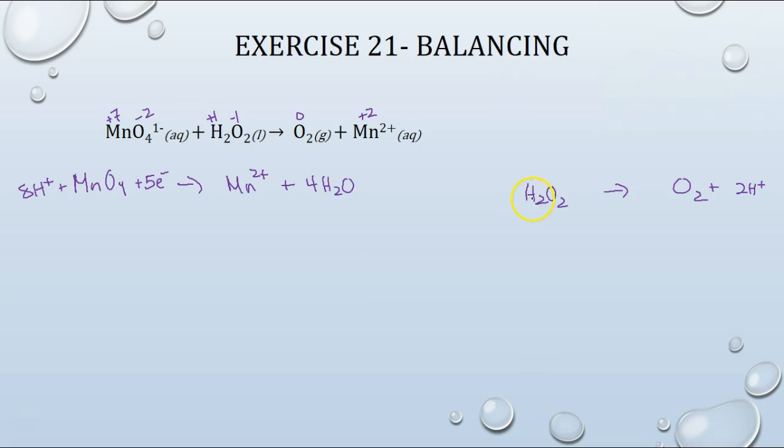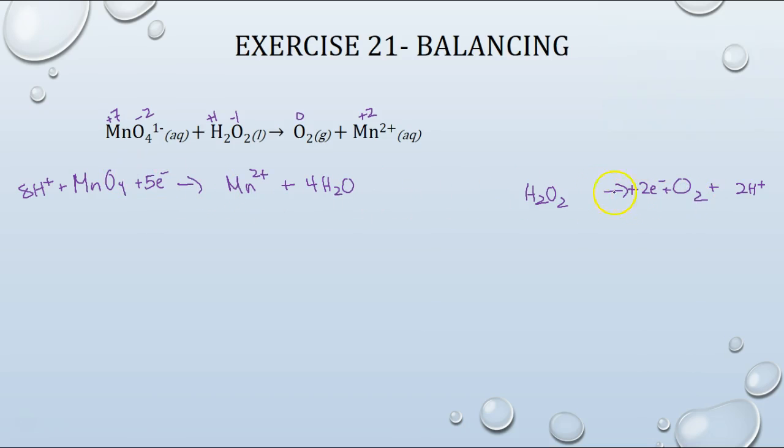Okay, now the electrons. I have 2 oxygens. Each oxygen is losing 1 electron, which means that I have a 2 electron differential over here. So I'm going to add 2 electrons to this equation on this side, because each oxygen is losing 1 electron, so there are 2 electrons extra over here than there are over here.